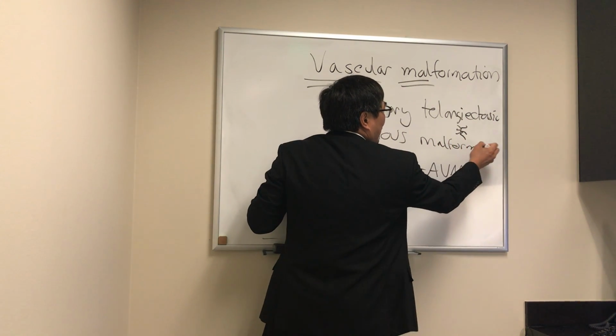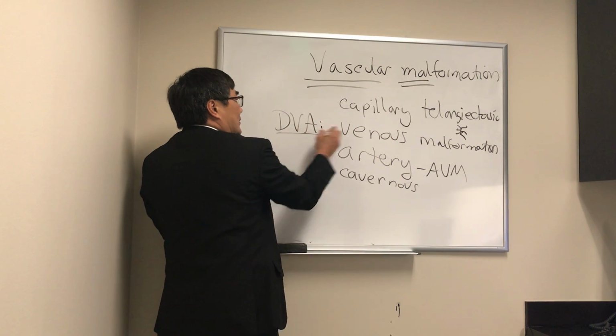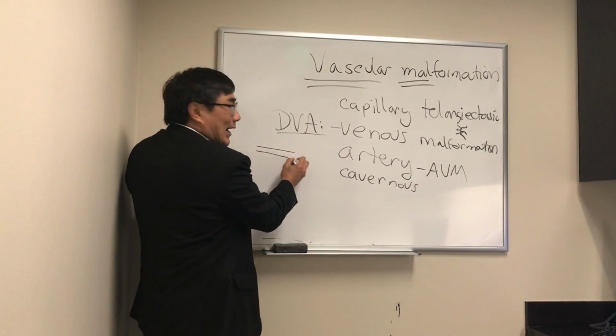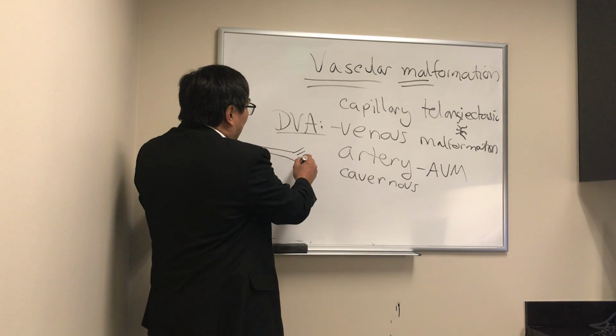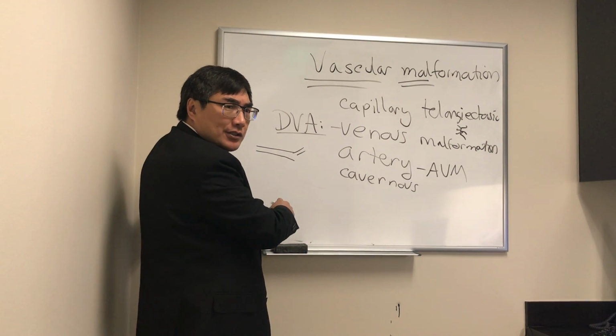And in the brain, we call those developmental venous anomalies, DVAs. So the developmental venous anomaly looks like a hemorrhoid. It's like a dilated vein. Might have a little branch with it. And that's also unlikely to bleed because it's a low pressure system.